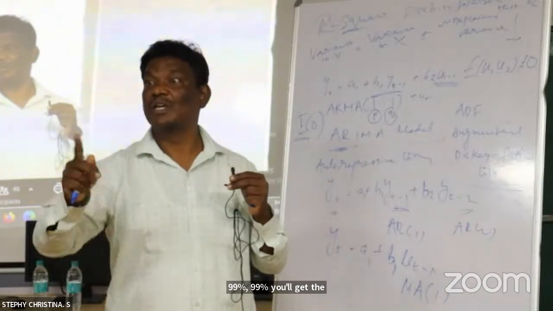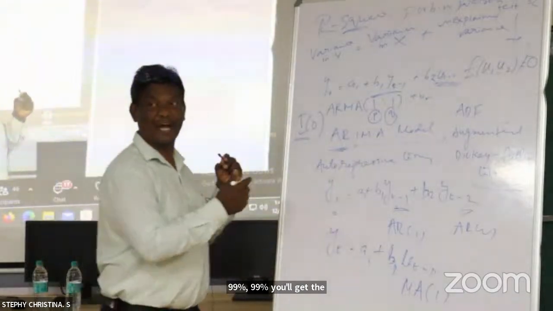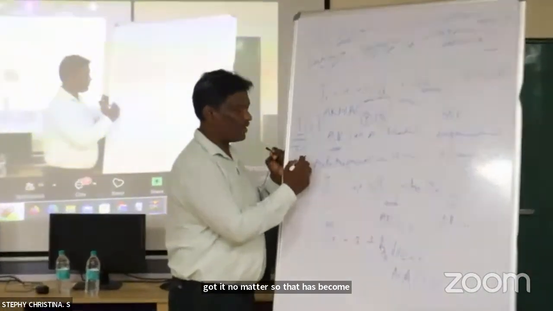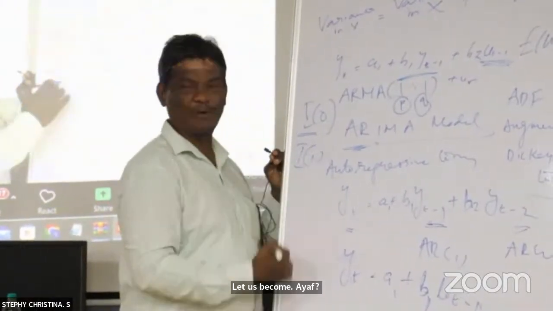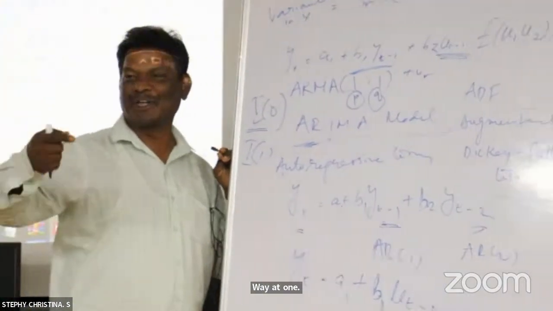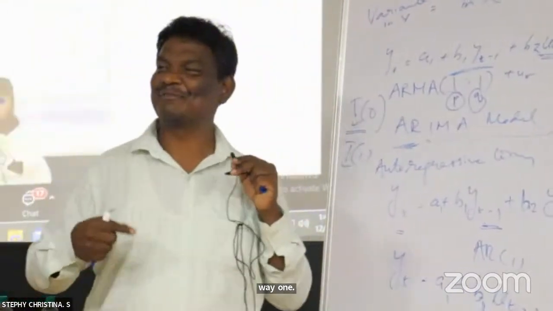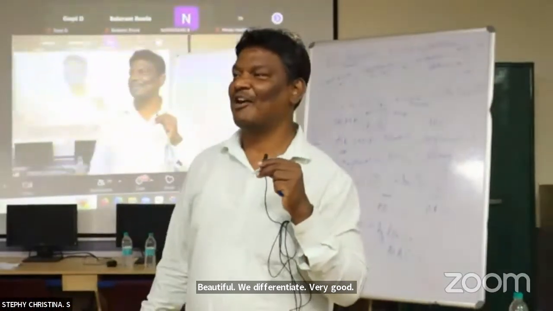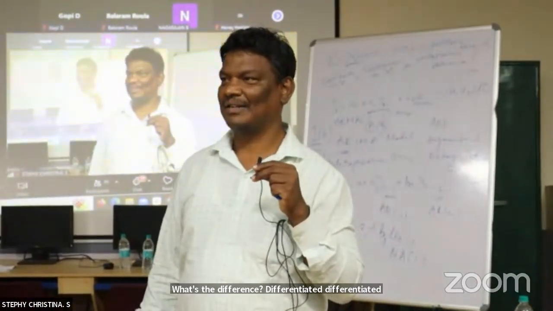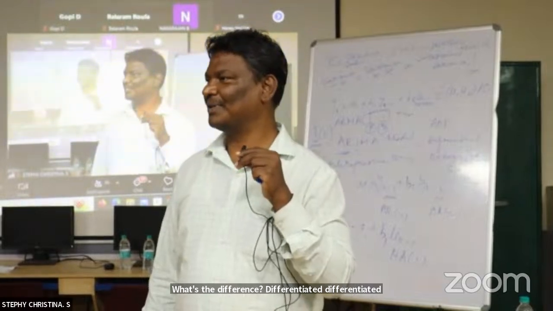Got it, madam? So that has become I of 1. Beautiful. We differentiated. Very good. First difference, differentiated. I of 1. Understand? I of 1.